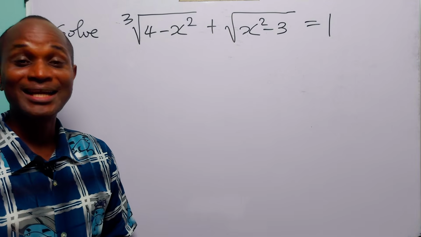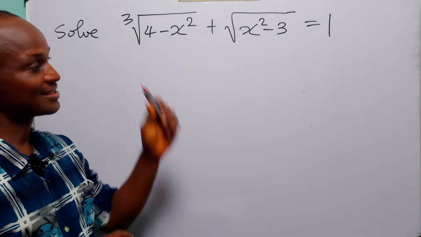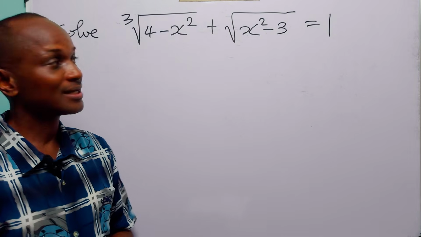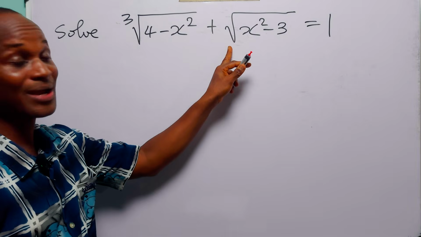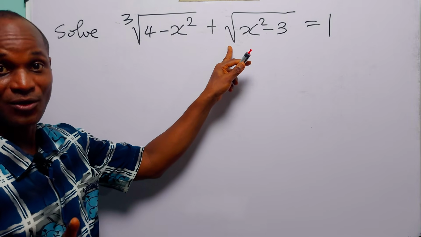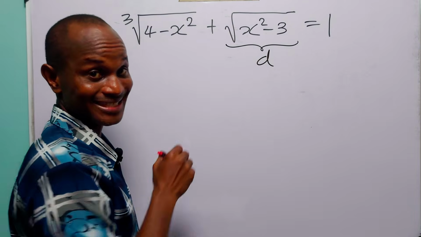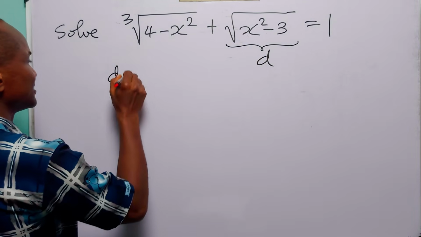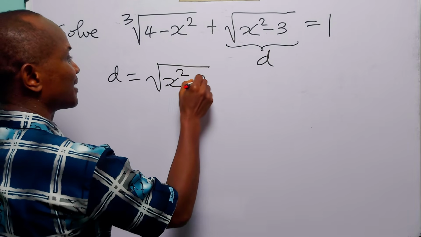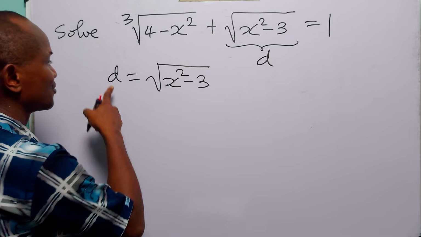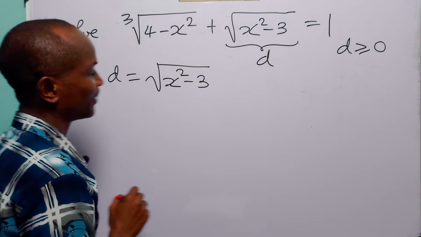Hello and welcome. In this math tutorial, our task is to find the real values of x that satisfy this equation. Now, when you look at this problem, you'll see that here we have a cube root and here we have a square root. To solve the problem, we are going to call this square root d. So we have that d is equal to the square root of x squared minus 3. Of course, you know that d must be a positive number.